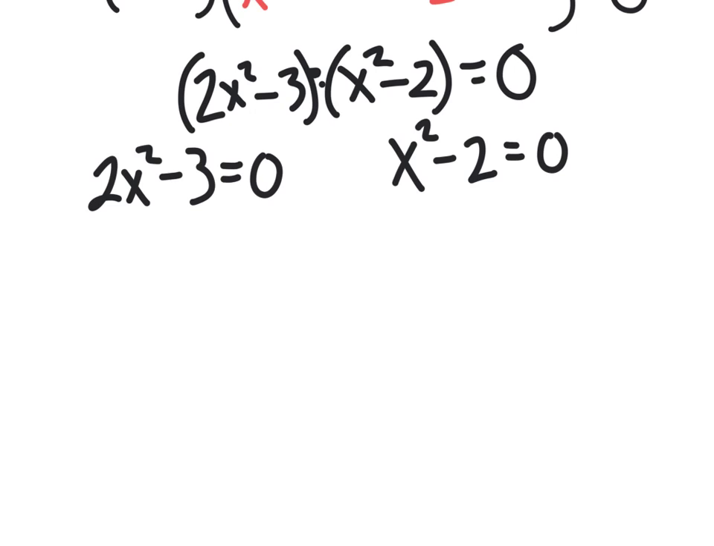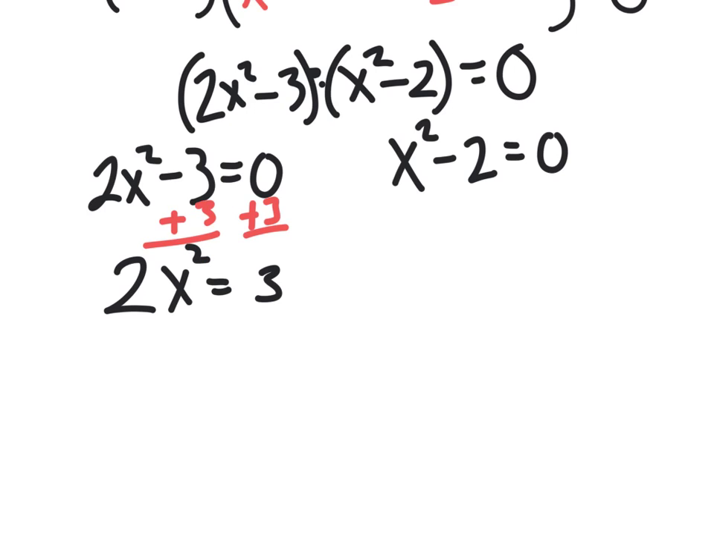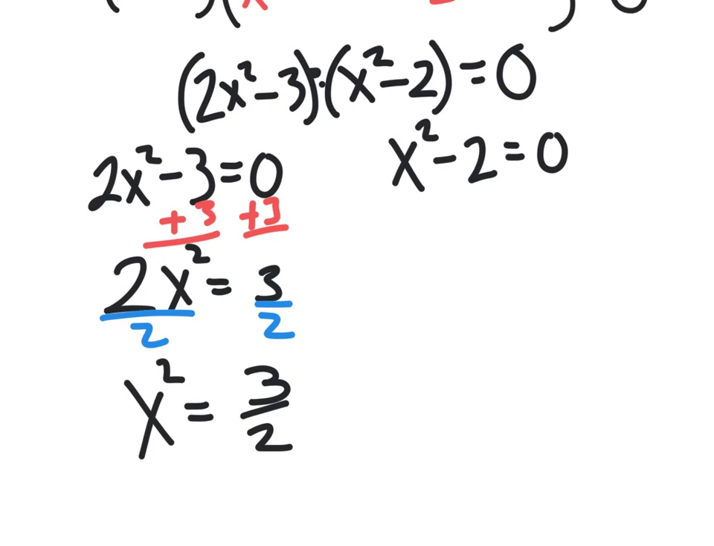Now the first equation, it's easy to solve. Well, they're both easy to solve. Let's take it one step at a time. We're going to add 3 to both sides. You're going to end up with 2x squared equals 3. The next step would be to divide both sides by 2, and you end up with x squared equals 3 over 2. Are you with me? Now we're still not done because x is not by itself.